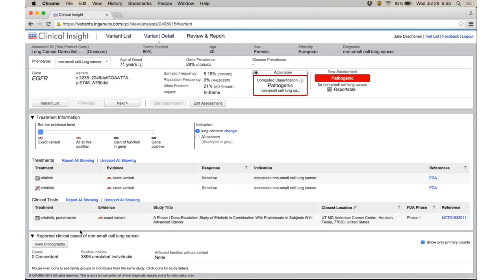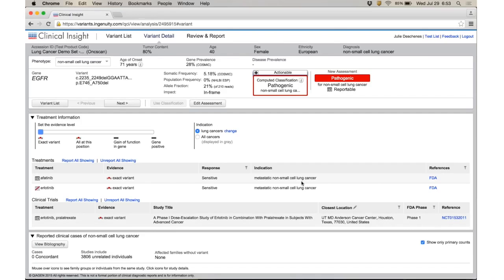Similar idea with the clinical trial. You can see any clinical trials that are currently enrolling, and this is really important. We are providing here only the trials that are currently enrolling, so you can report that out within your report. You see, for example, for exact variant, there is a combination of two different treatments currently enrolling. Again, it's against that exact variation.